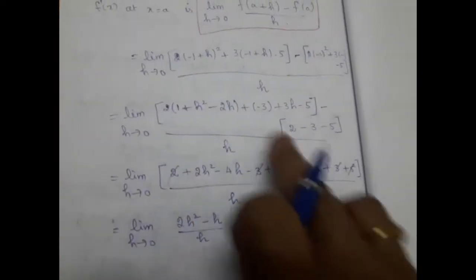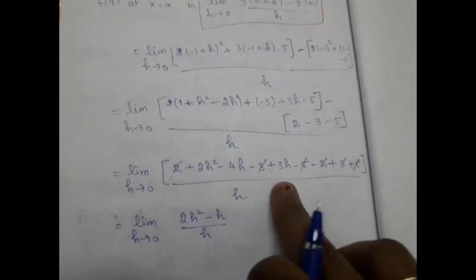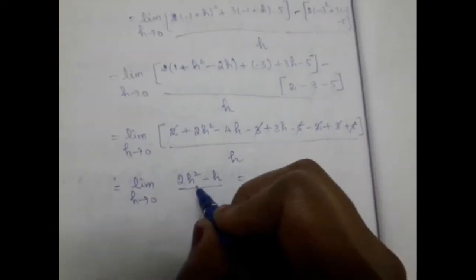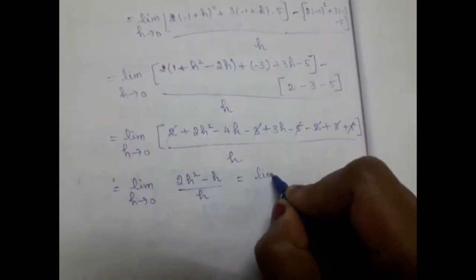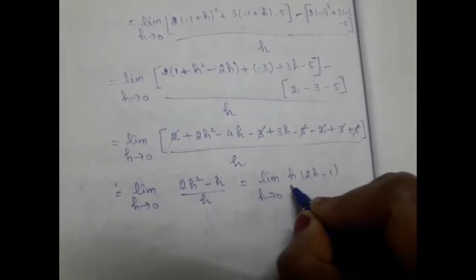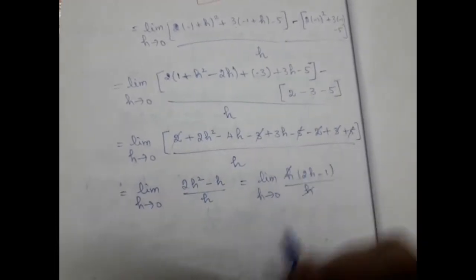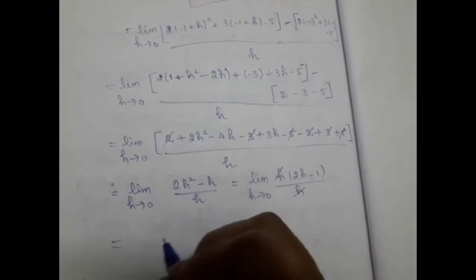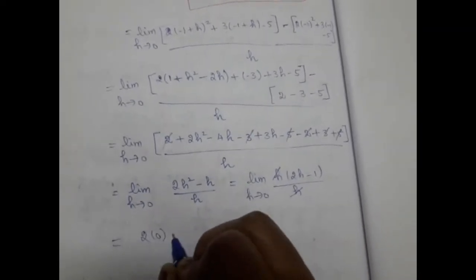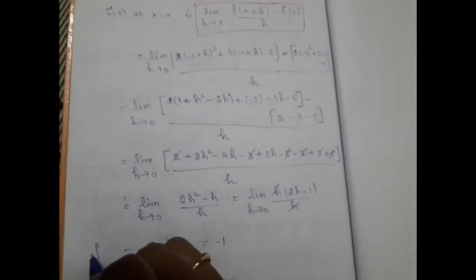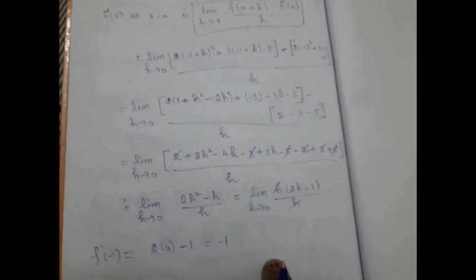See, after simplification, if we remove the brackets and if we cancel the like terms, we got 2h square minus h divided by h. Again, we have h common in both numerator and denominator. So, we can take h as common. So, we will get 2h minus 1 divided by h. So, this h will get cancelled. So, limit h tends to 0, 2h, which means 2 into 0 minus 1, which is nothing but minus 1. So, f dash of minus 1 is minus 1, right.